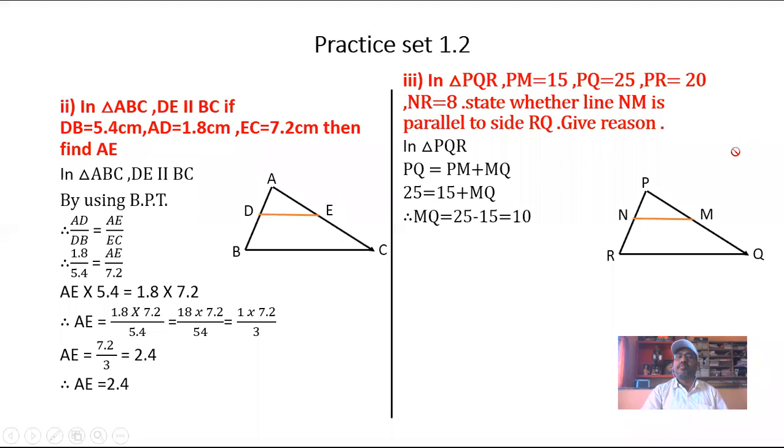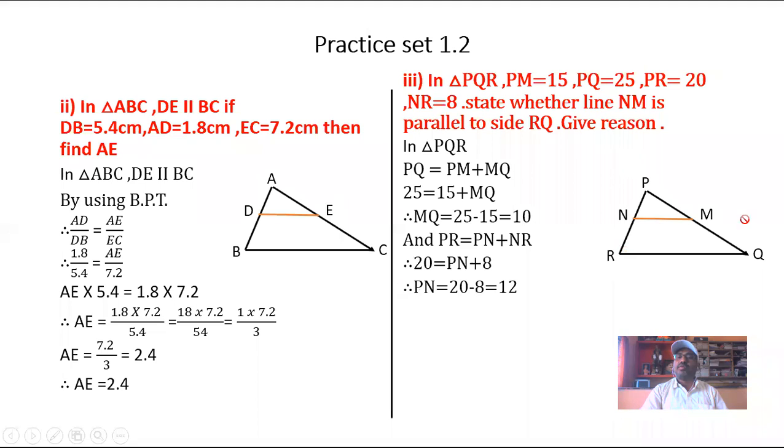Similarly, to find PN, we know that PR is the sum of PN plus NR. Putting in the values, PR is equal to 20, which is PN plus NR, given as 8. 20 is equal to PN plus 8. 8 goes to this side and we get minus. Then PN is equal to 20 minus 8, which is 12. We know PN is equal to 12 and NR is equal to 8.